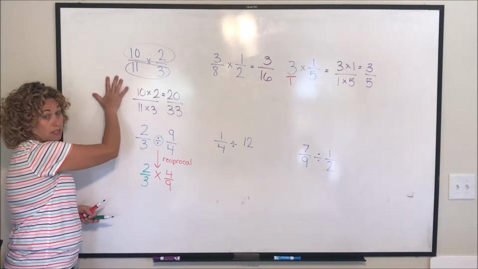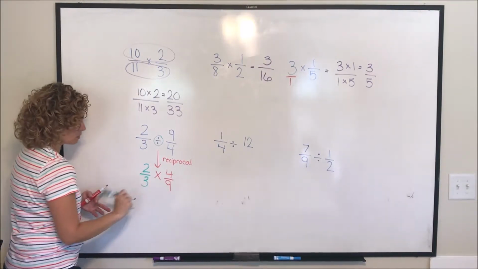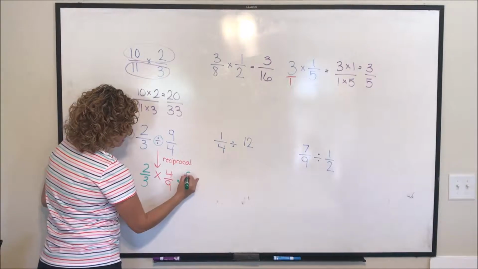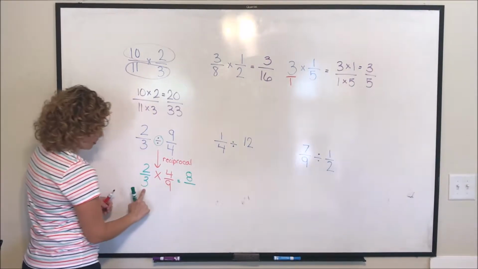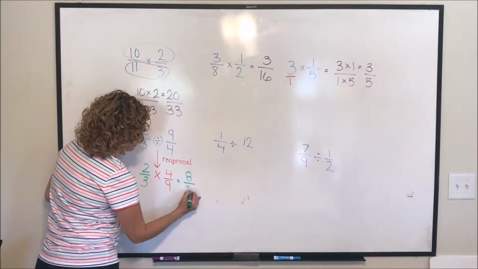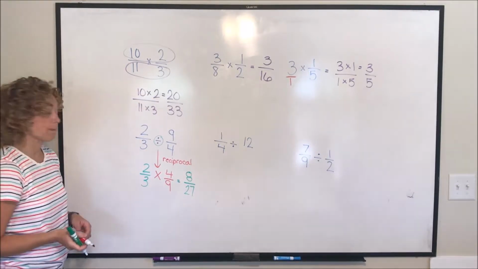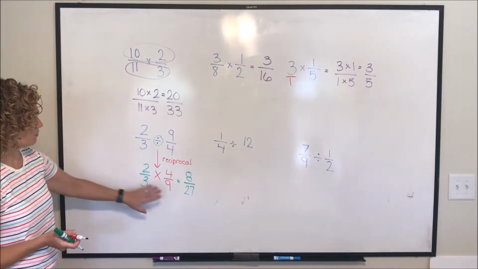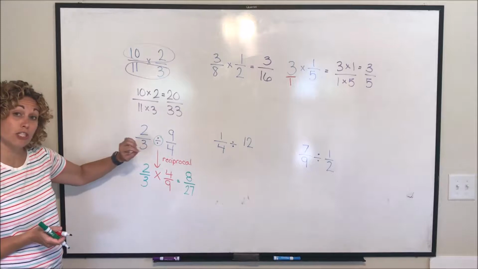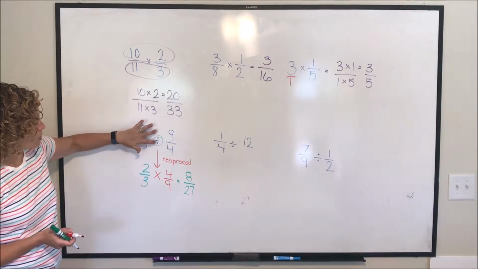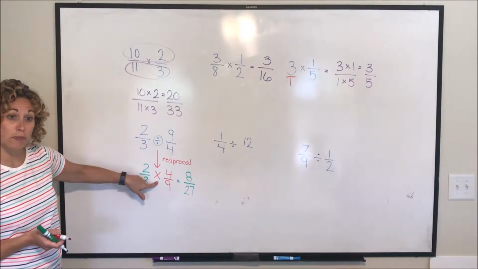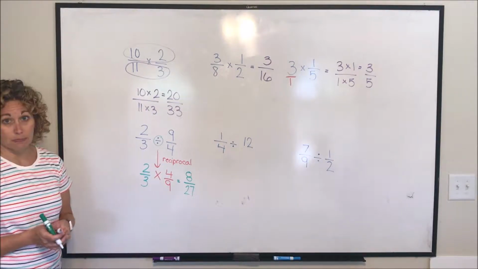Now we are at these type of problems. 2 times 4 is 8. 3 times 9 is 27. Okay? So when we have a division by fractions, we change it to multiplication by the reciprocal.